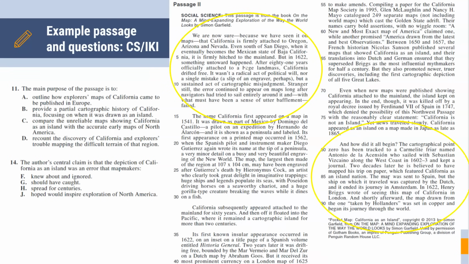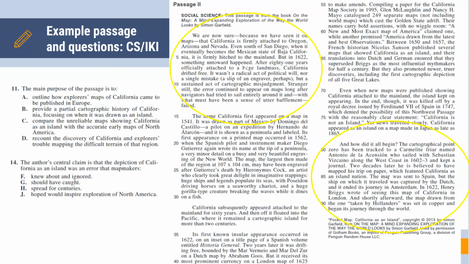Here are the first two questions we're going to be working with. We've got number 11 and number 14. Please pause now and see if you can find an answer for number 11. So number 11 is a craft and structure question. The main purpose of the passage is to B, provide a partial cartographic history of California, focusing on when it was drawn as an island.